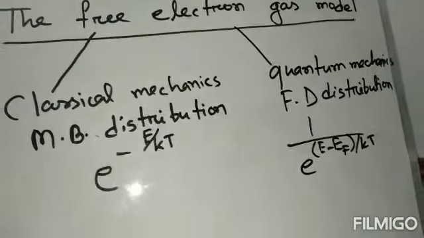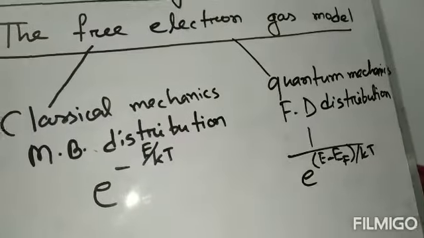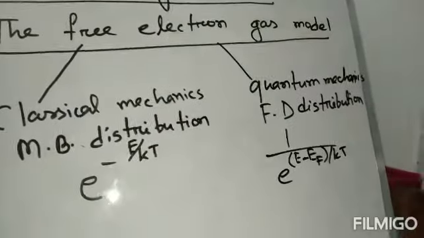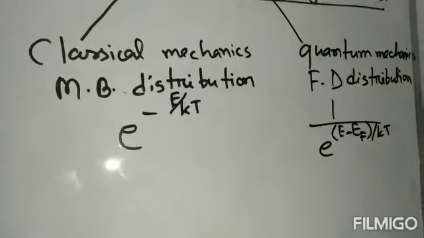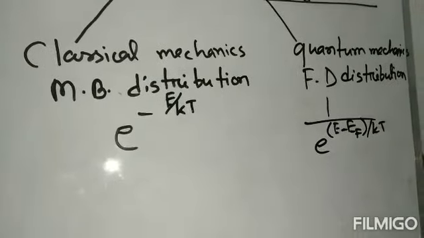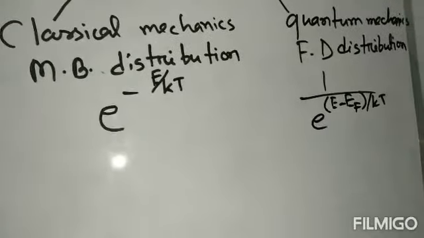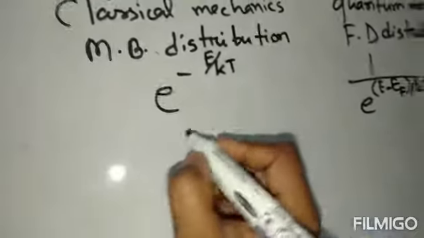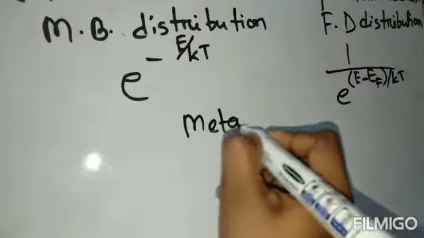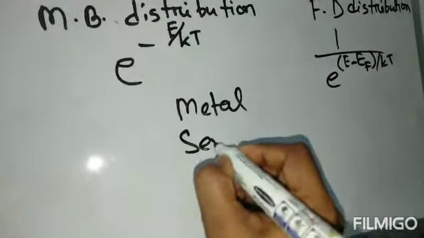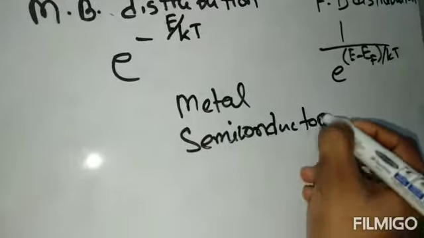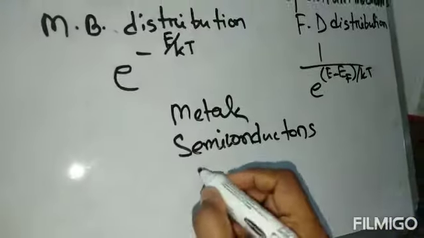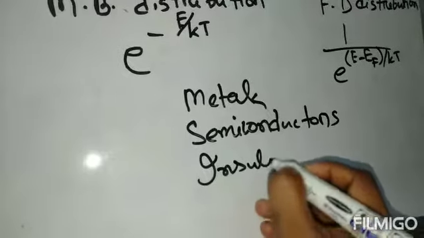Now, on the basis of electrical properties, we know solids are classified as metals, semiconductors, and insulators.